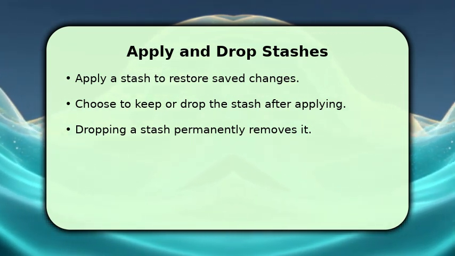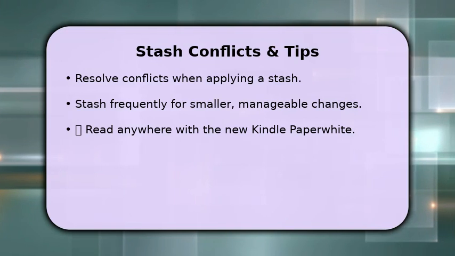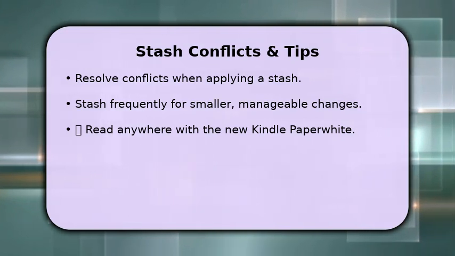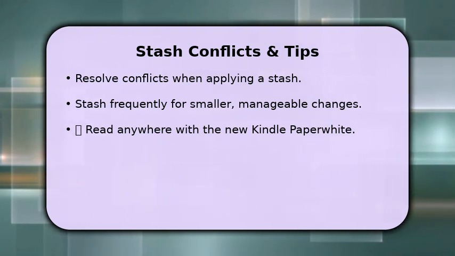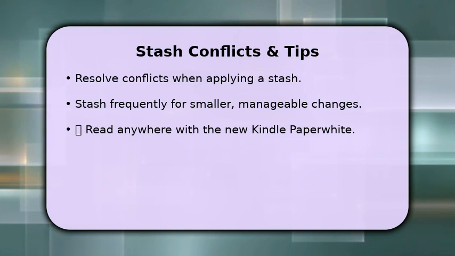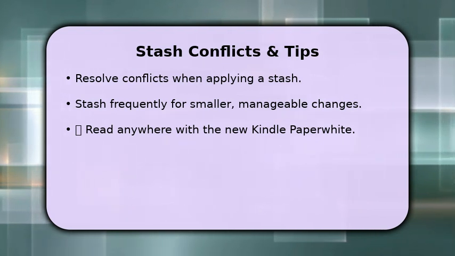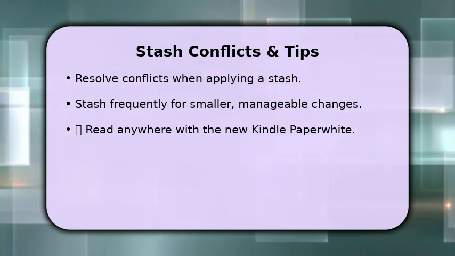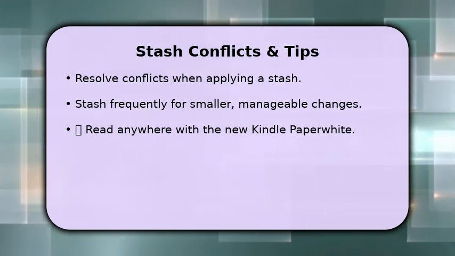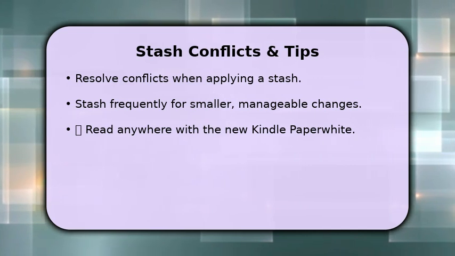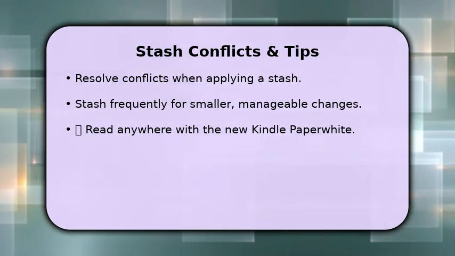Sometimes, applying a stash can lead to conflicts, especially if the underlying branch has changed significantly. VS Code provides tools to help you resolve these conflicts, just like with a regular merge. For best practices, try to stash smaller related changes rather than large, complex ones. This makes applying and resolving conflicts much easier.